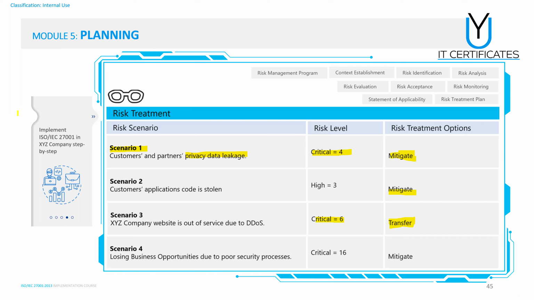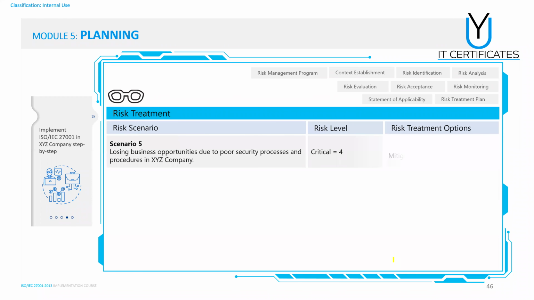XYZ company took a decision that they will transfer this. They said that we will not publish any service on our own. We will publish this service through Acame or any equivalent vendor. In scenario number 4, losing business opportunities due to bad security processes, the risk level is 16, a high one, so they will mitigate. They will have some controls to minimize the effect. And finally, for scenario number 5, XYZ company decided that they will mitigate this risk number 5.